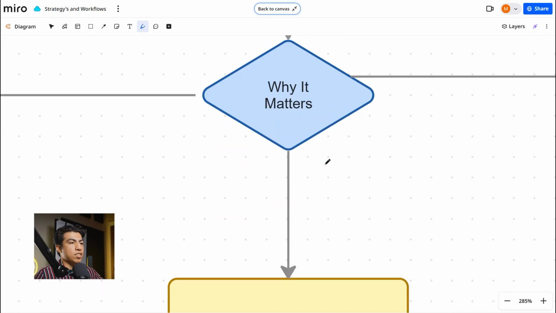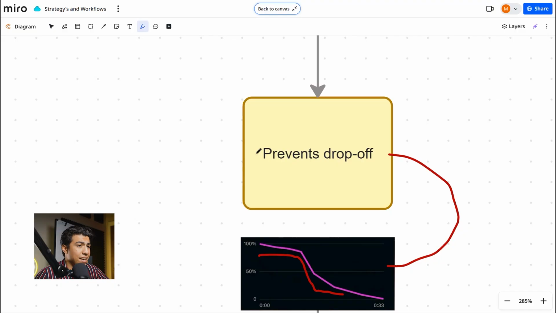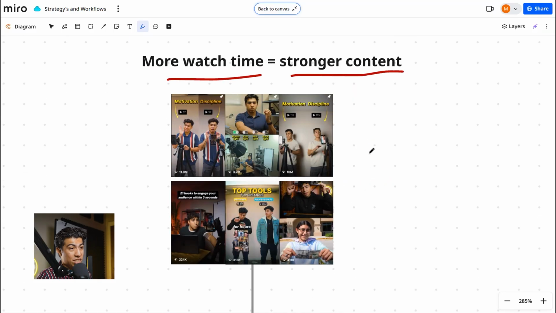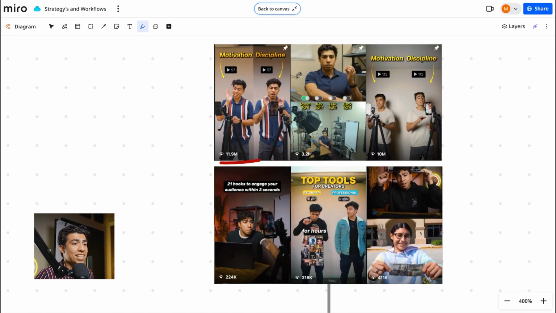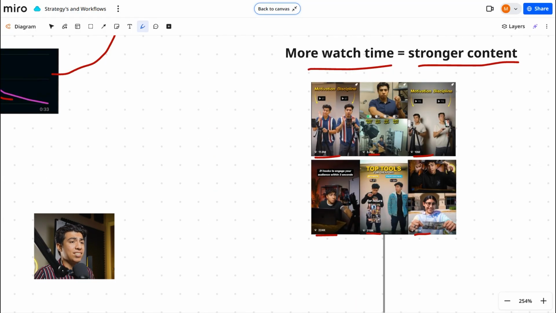So why does this matter? We've already touched on how it prevents that drop off. People are watching, and then if it doesn't hook them again, they just drop off. Another reason is that it keeps people engaged to want to continue watching. More watch time equals stronger content, as simple as that is. If you really master pattern interrupts, then you can increase the engagement in your content drastically by how many people are liking, sharing, commenting, and actually watching your video all the way through.